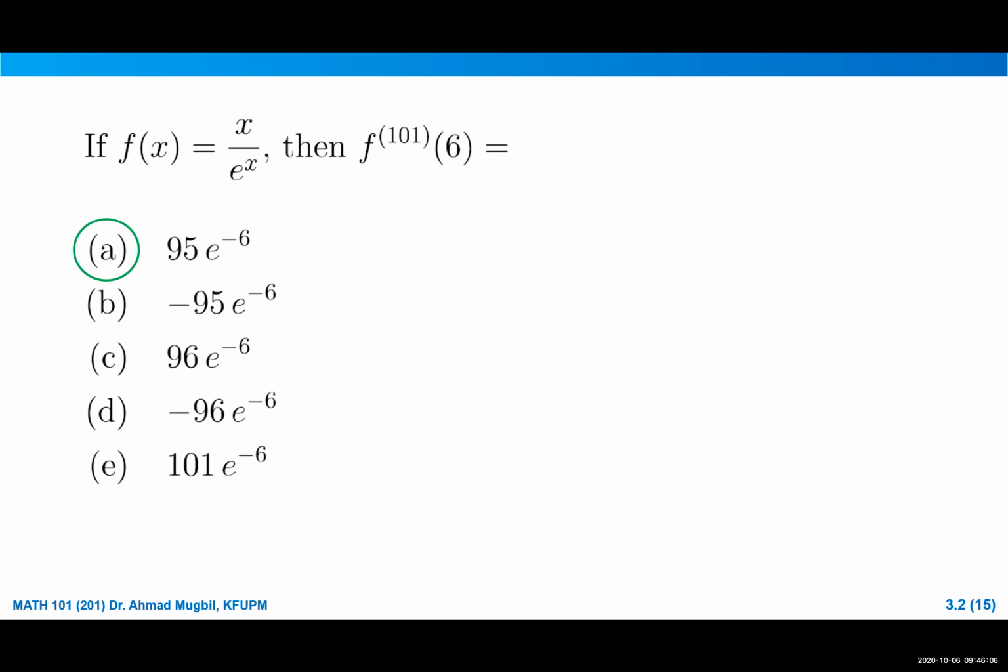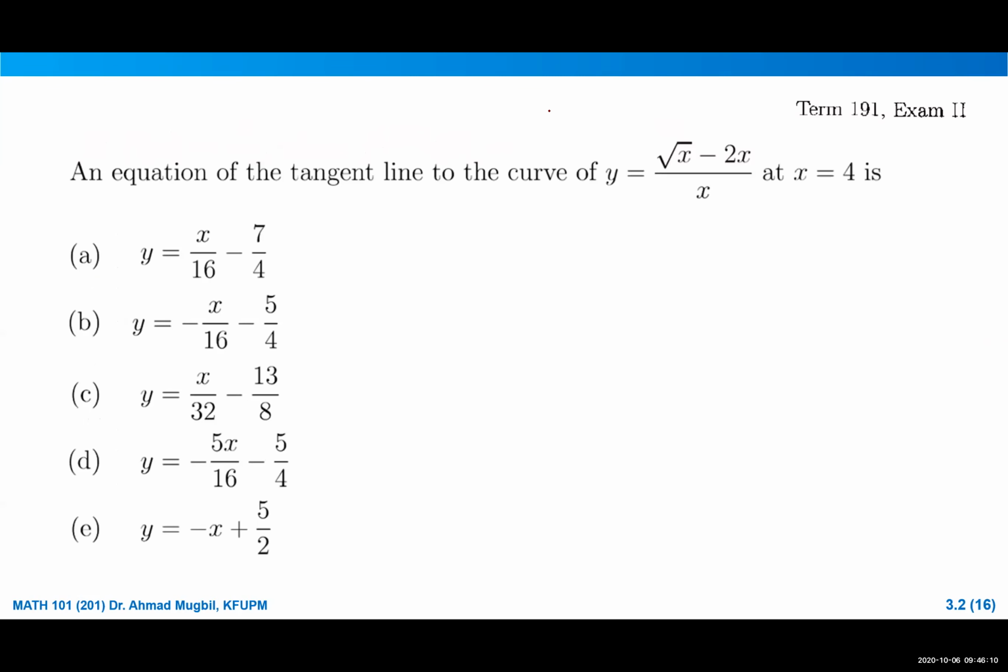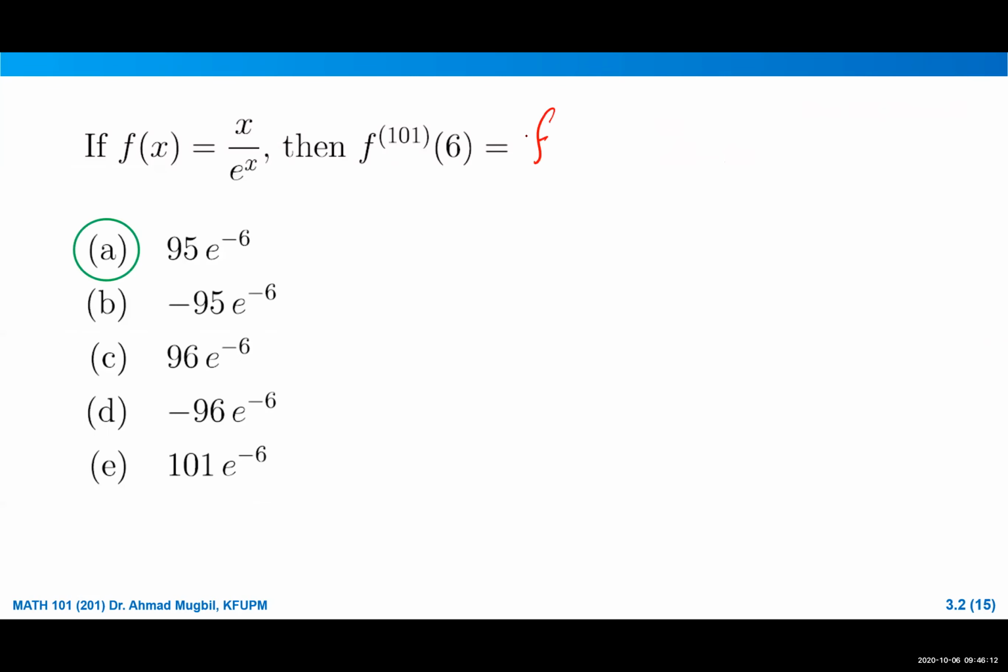Yes, I did. So what you will do, ya shabab, first of all, you will find the first derivative. What is the first derivative? 1 minus x over e power x. So first of all, what I advise you to do, you will apply the quotient rule. Am I right? Yes, you have to apply the quotient rule. I have a better idea.